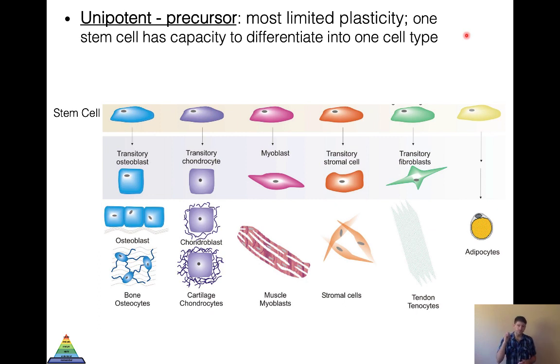And so these stem cells, as you can see in this example, are only going to eventually become bone cells. These stem cells will only become cartilage cells. These stem cells only muscle cells. We'll see in the integumentary system, we have stem cells in our stratum basale, and those are only going to be keratinocytes. Okay, so we lose some of that diversity.